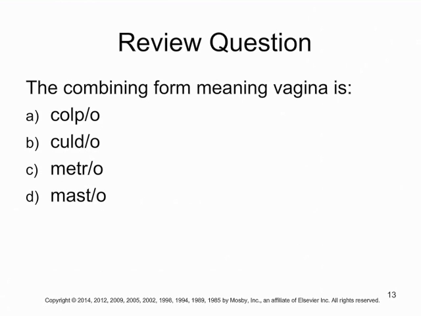The combining form that means vagina is A. colpo, B. culdo, C. metro, or D. masto. Hopefully, you're choosing A. colpo, even though it doesn't look like what the actual structure is. Culdo is for cul-de-sac, metro is for uterus, and masto is for mammary glands or breasts.